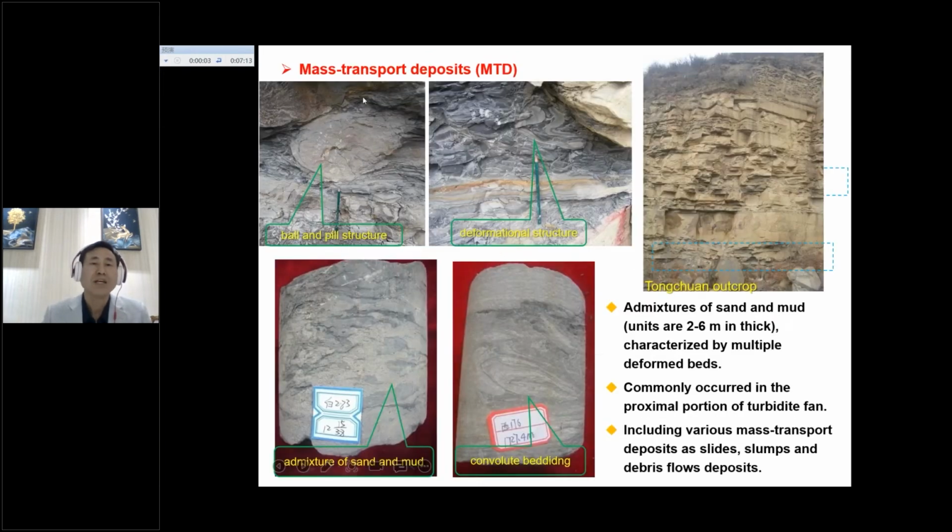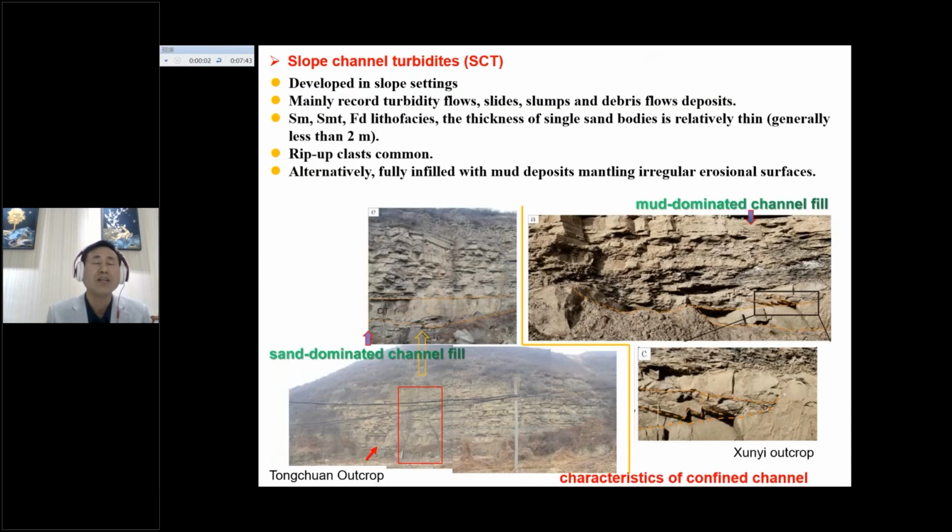First one, mass transport deposits, mainly composed of a mixture of sand and mud, characterized by multiple deformed bodies. They commonly occur in the proximal portion of turbidite fans, including various mass transport deposits, for example, ball and pillow structures, deformational structures, a mixture of sand and mud, and so on.